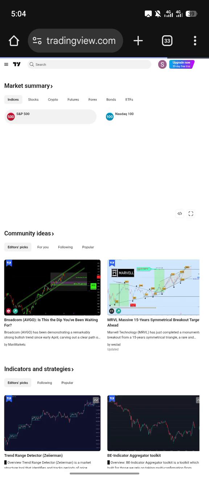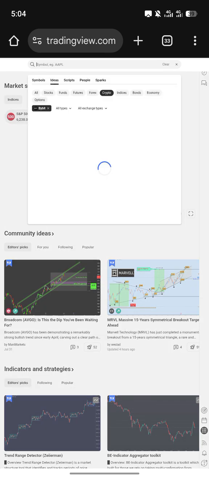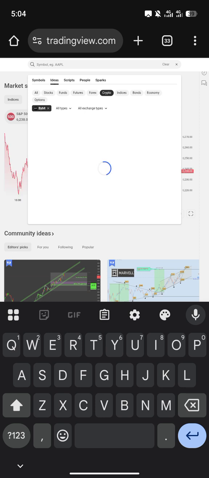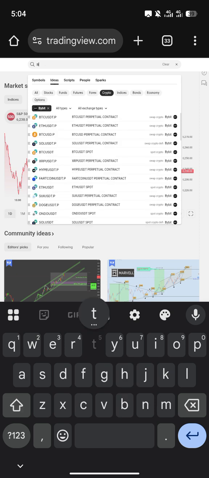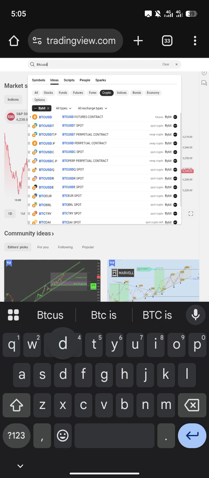So you just click on tradingview.com, or you can open an account here, and you type the coin you want to analyze and click on search. When I'm teaching you about fundamental analysis, I'll tell you other things you can do. You can use TradingView because it's also used for fundamental analysis. So maybe I want to analyze BTC, USDT.